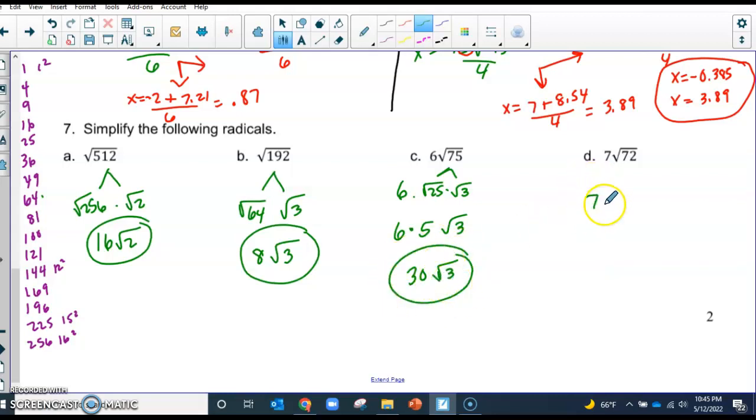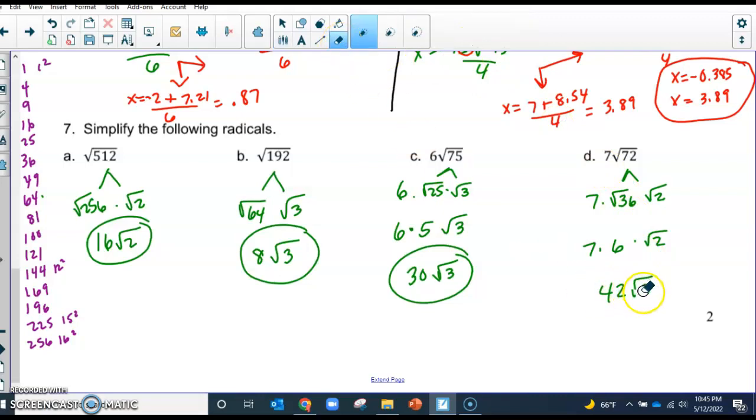Over here for 7, I'm bringing my 7 down. My 72, I'm splitting into the square root of 36 and the square root of 2. The square root of 36 reduces to 6. Square root of 2 does not reduce. Now I need to simplify. 7 times 6 is 42 root 2. And that's your final answer.